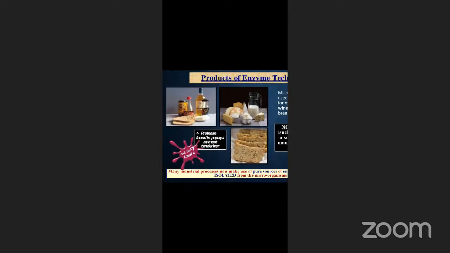Protease, which is found in papaya. So this enzyme can act as a meat tenderizer. It can tenderize the meat. Okay, so therefore, it is again applicable. So whatever enzymes we are generating in enzyme biotechnology, that enzyme can be applicable in another industry.